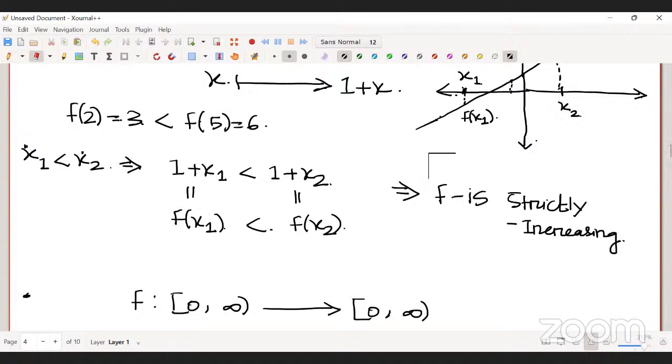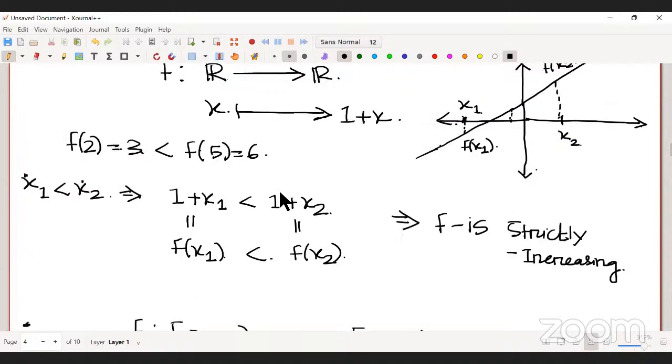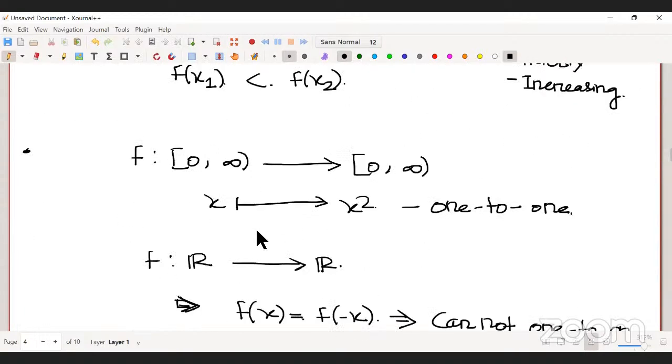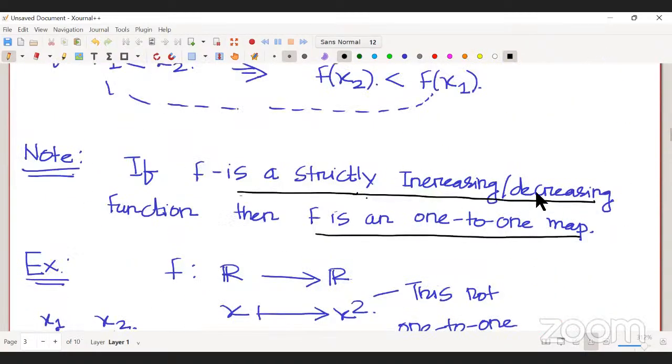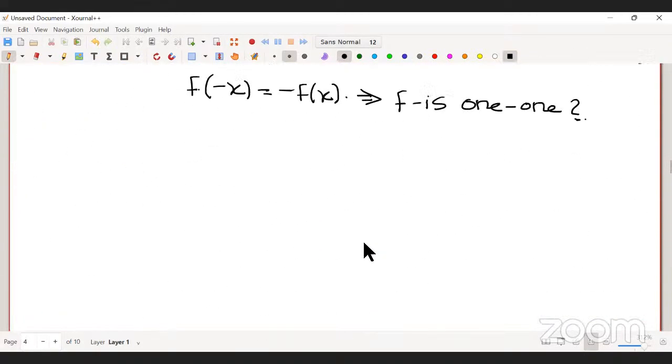Okay, sir. So suppose if it is strictly decreasing, then it is 1 to 1, sir? Yes, I have mentioned it here, right? If a function is strictly increasing or strictly decreasing, then it is always 1 to 1.